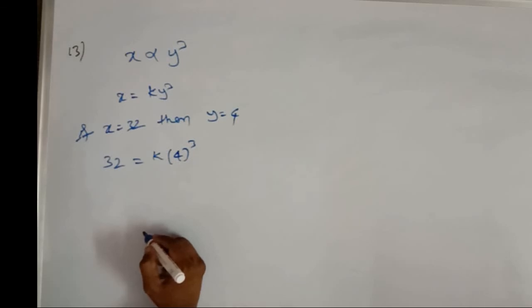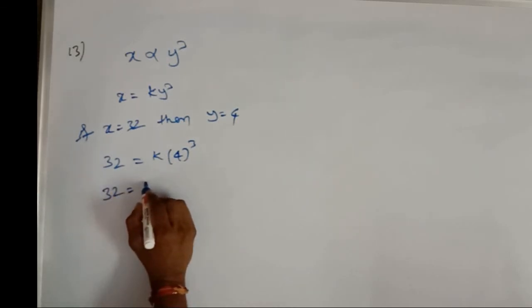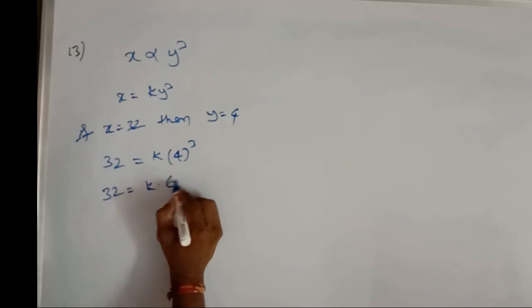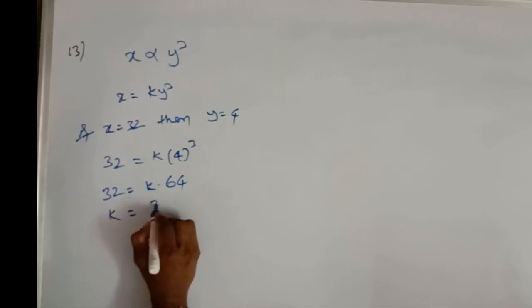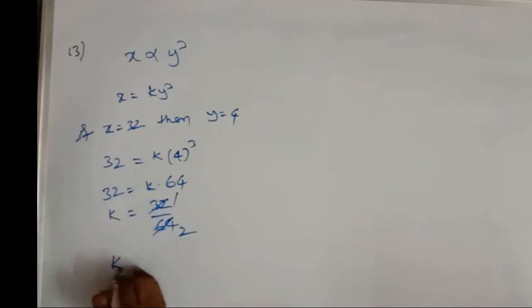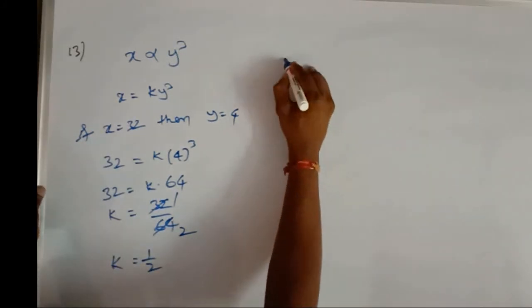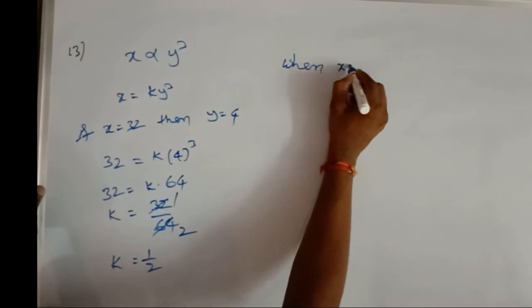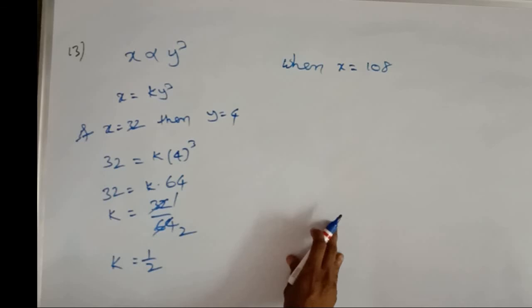Now here 32 is equal to k into 4 cube, which is 64. Then k is equal to 32 by 64. 1 twos are 2, so k is equal to 1 by 2. Now I got the k value. Now the condition is given: when x is equal to 108, then what is the y value? So that is the question.